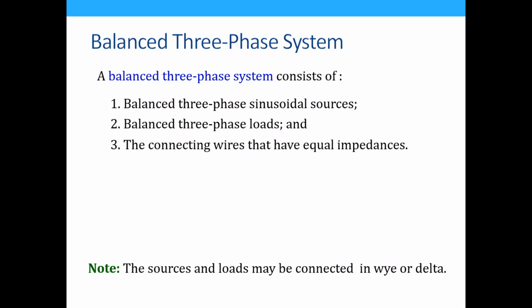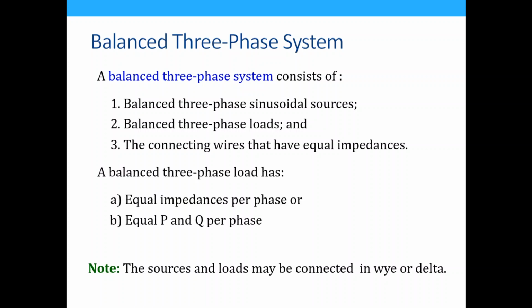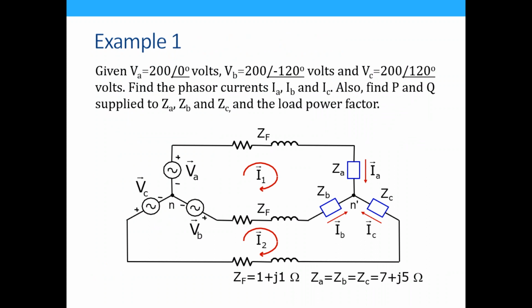impedances. So I've shown you what are the conditions to have a balanced three-phase source or balanced three-phase voltage source. What are the conditions for a balanced three-phase load? A balanced three-phase load can have equal impedances per phase or equal power consumed per phase, equal P and Q per phase. For example, let VA be equal to 200 angle 0 degrees. VB, that makes VB 200 angle negative 120 and VC 200 angle 120.